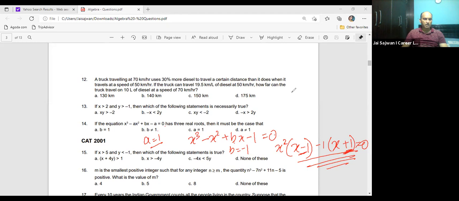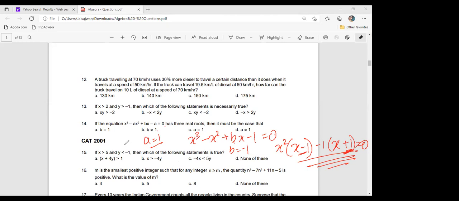Is that fine, Ashish Agarwal now? Okay, anyone else? Any more queries? Ask.